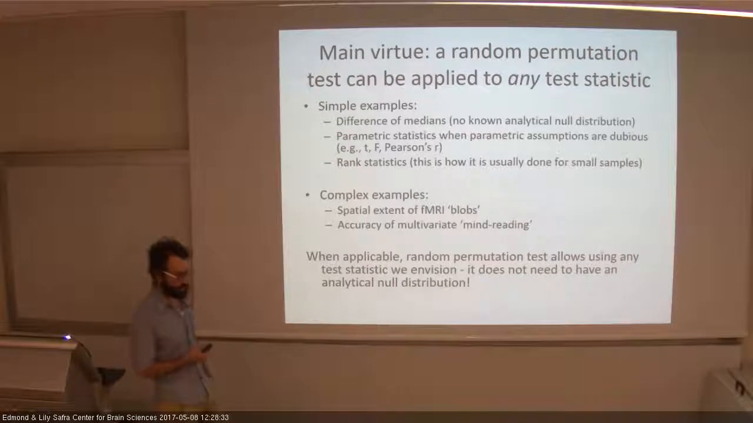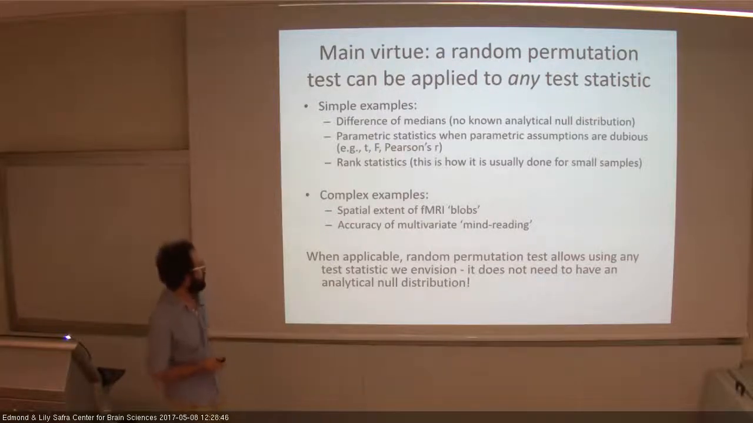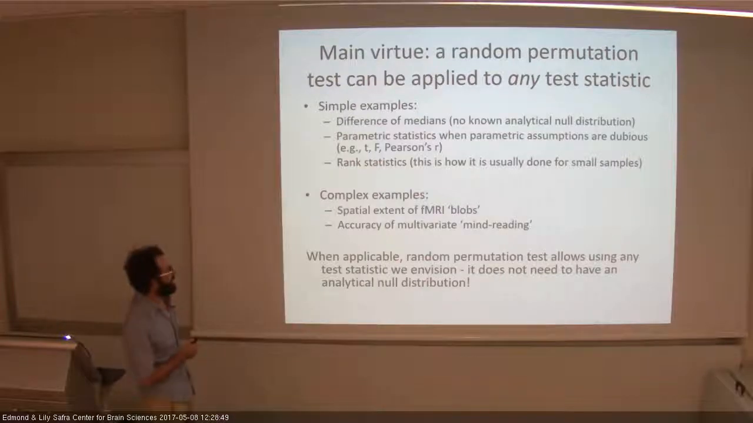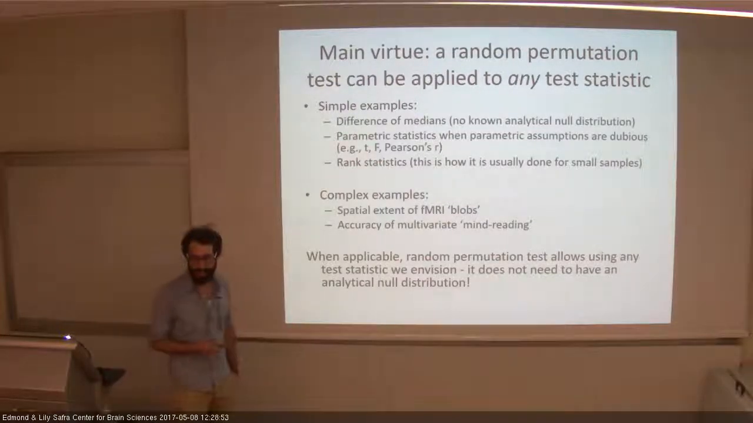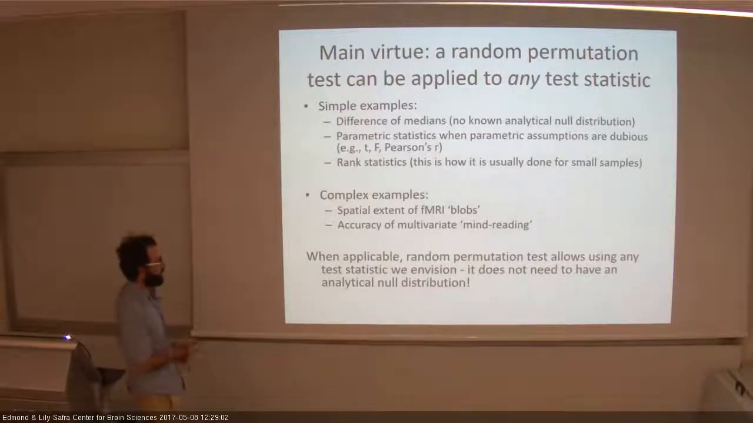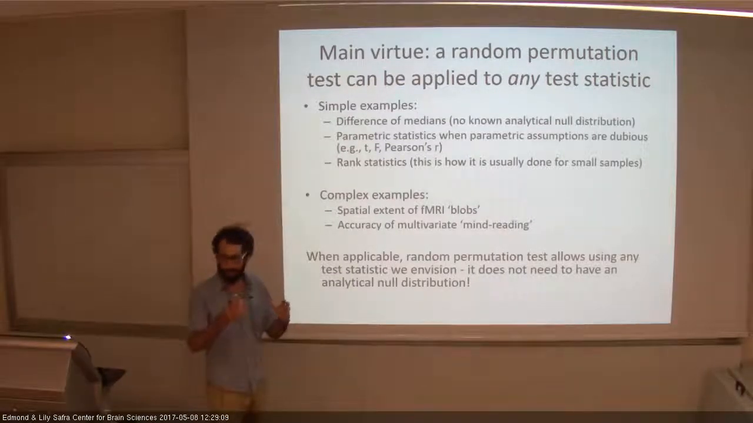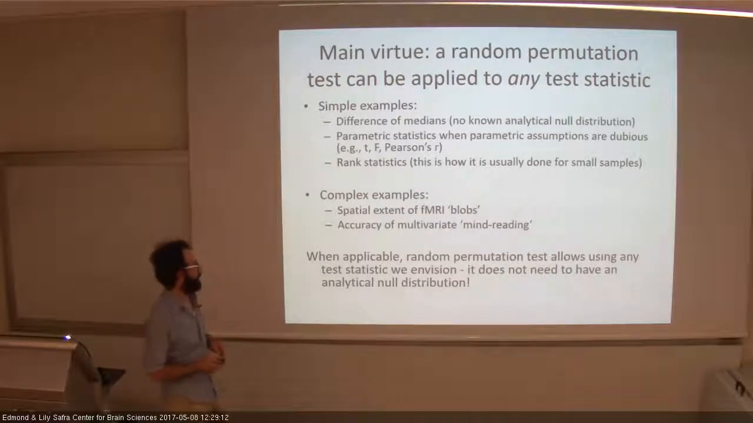Rank statistics, and actually when you run in any statistical software a test like Mann-Whitney that we've seen before, a permutation test is done under the hood. And the more interesting examples are complex statistics that use many channels and measure something which is less straightforward in our data. So one thing would be the spatial extent, the size of fMRI blobs. If we have chunks of activations, we can measure whether they are significantly large versus chance.